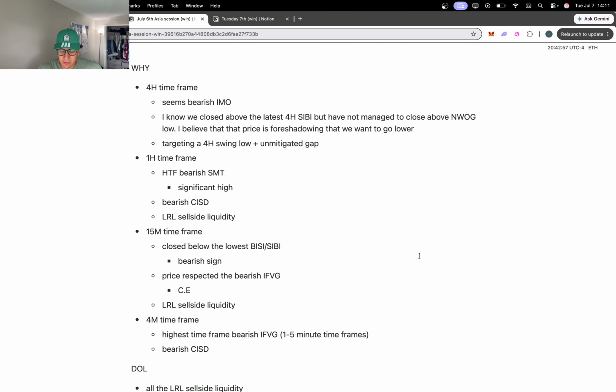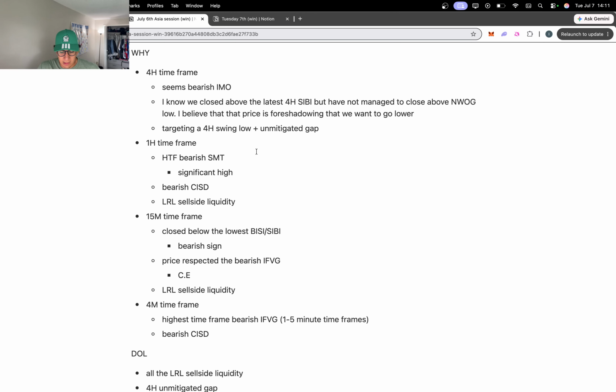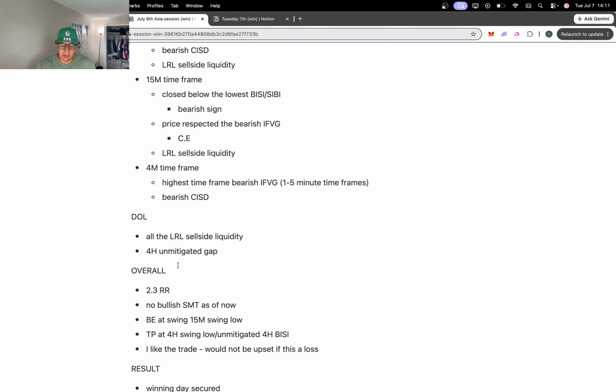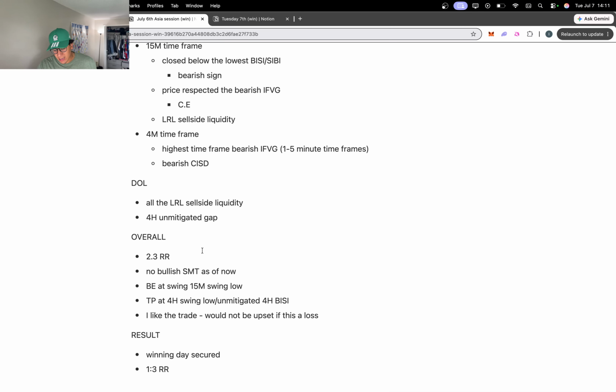These were my notes for the Asia session trade. 4 hour time frame seems bearish, targeting the 4 hour swing low and unmitigated gap. 1 hour bearish SMT, bearish CISD, low resting liquidity on the sell side. On the 15-minute time frame, we closed below the lowest BISI, a bearish sign. Price respected the bearish IFG. And like I said, my drawn liquidity was this low resting liquidity, that 4 hour swing low, and that 4 hour unmitigated gap.